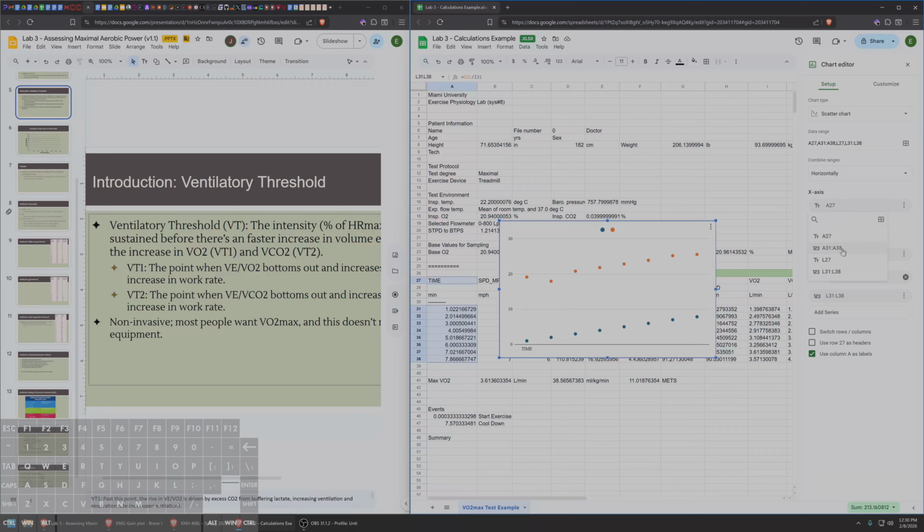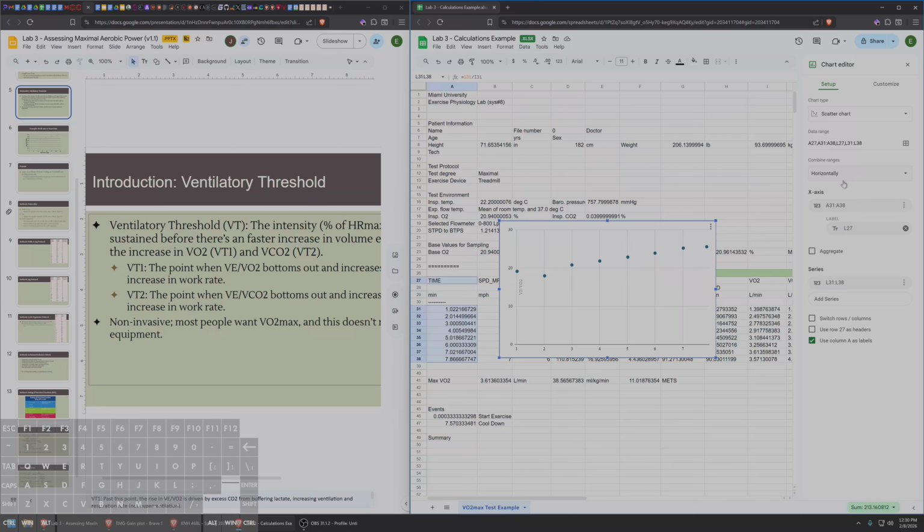We want to change this from a column chart to scatter for one, and this does some weird things. What we want on the x-axis is our time, which is A31 to 38, at least based on mine. Okay, and then I'm going to remove that from the Y series. Okay, so here we go. Bottoms out and then increases thereafter. Cool. You may have larger changes based on your data, but you know, this is what we got.